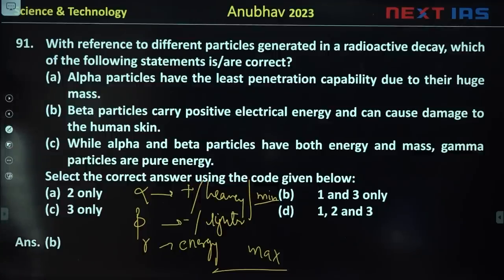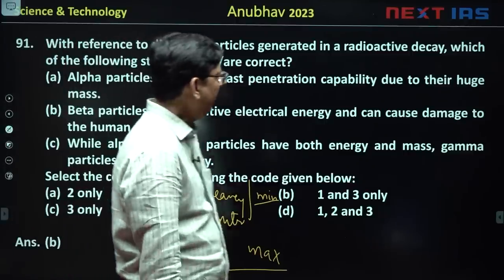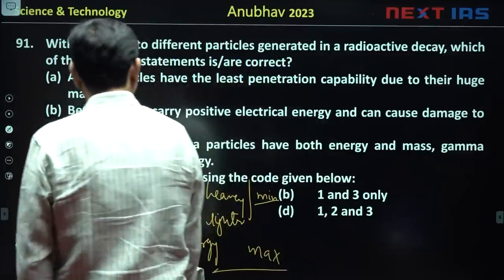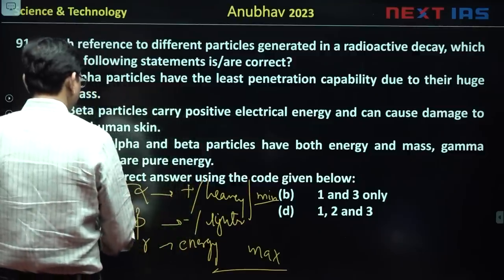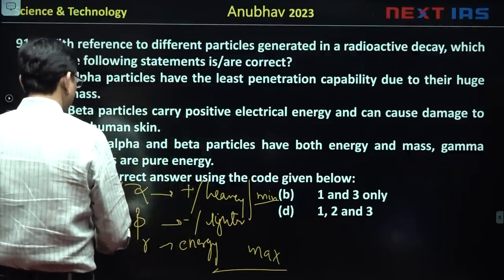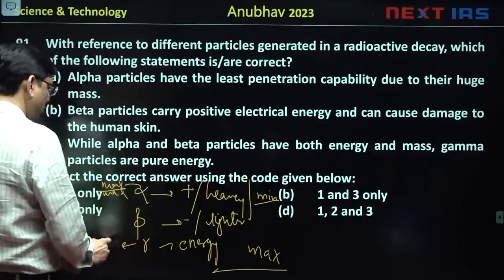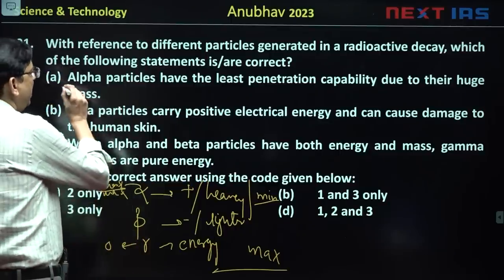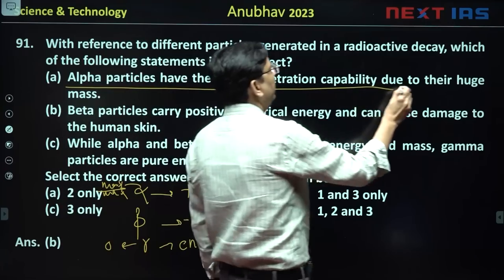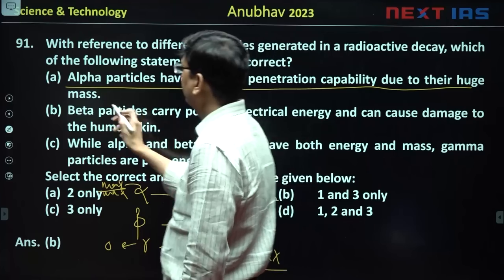Okay. Alpha has two positive charges, beta has one negative charge. Alpha particles have the least penetration capacity due to their huge mass. Yes, its mass is the highest. Gamma has zero mass. So, mass is more, because of that their penetration capacity is less. This is true.